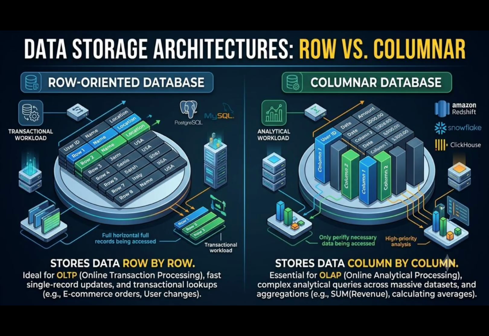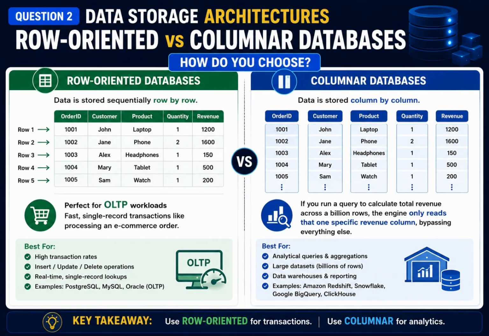Let's go into the second question. This is related to data storage architectures. Row oriented versus columnar databases. How do you choose between them? First, row oriented databases like PostgreSQL or MySQL store data sequentially, row by row. They are perfect for OLTP workloads. Think fast, single record transactions like processing an e-commerce order.